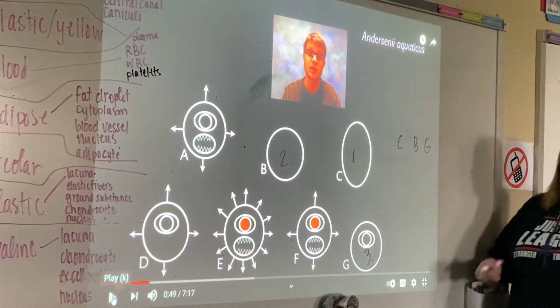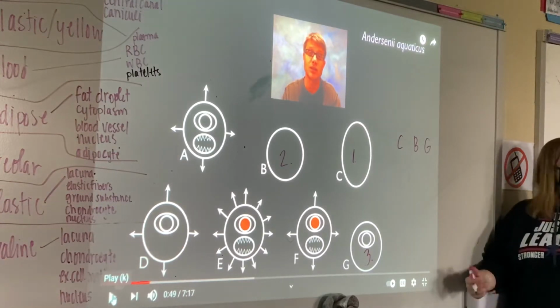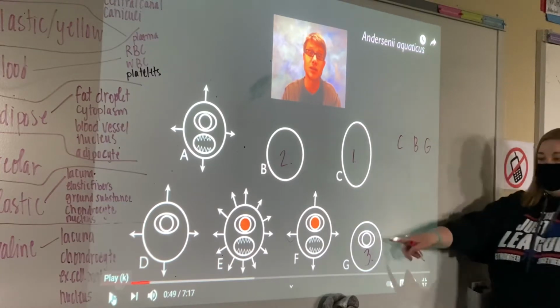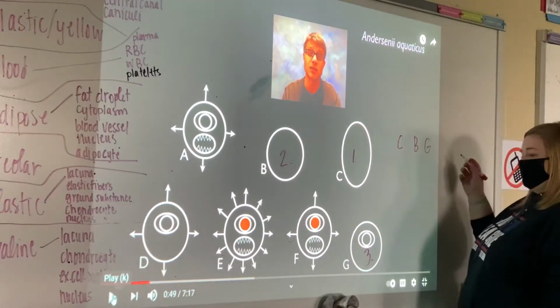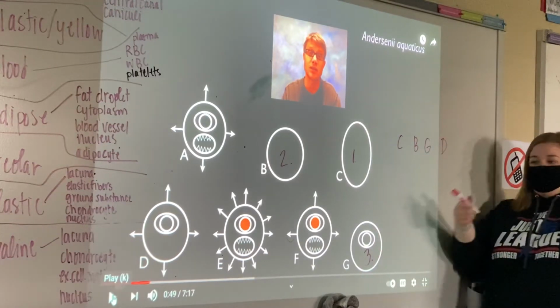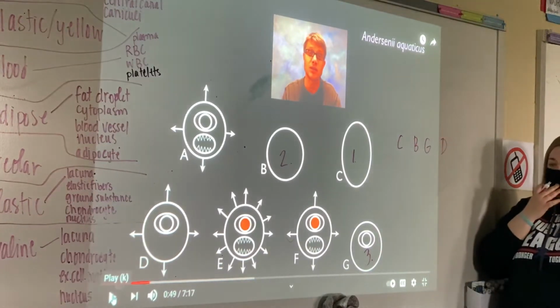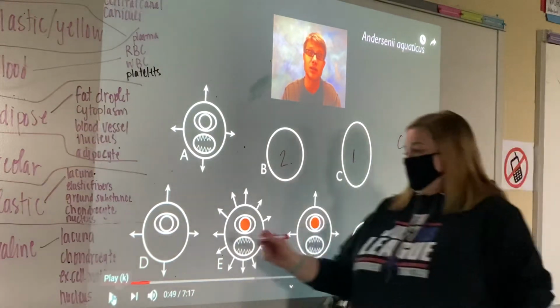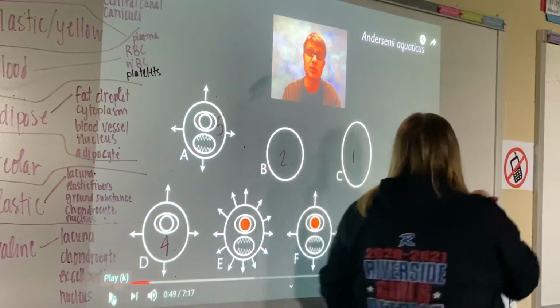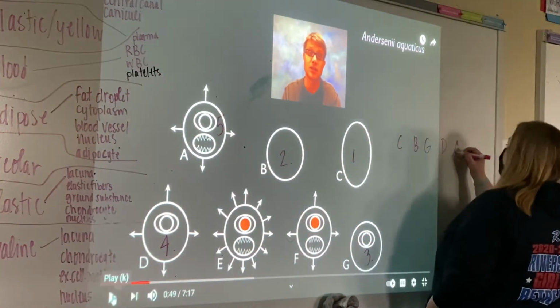Now what? Which one of these things is not like the others? D. D, because we've got an eye, but no spikes. On this one, we don't have spikes. Now what? Oops, sorry, I forgot to put 4. A, you think A is next? Yeah. Why? It doesn't have a red eye.